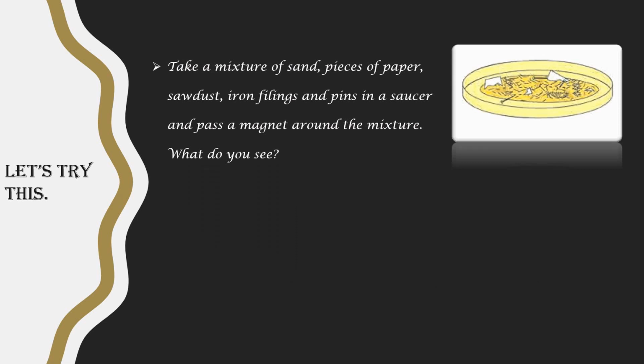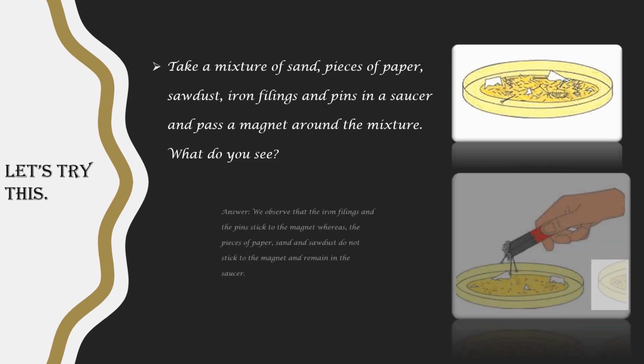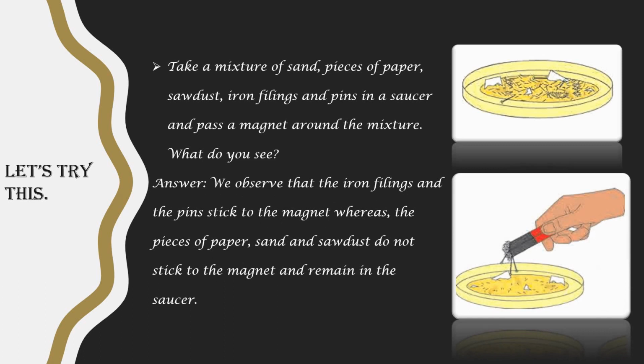Now students, let's try this. Take a mixture of sand, pieces of paper, sawdust, iron filings and pins in a saucer and pass a magnet around the mixture. What do you see? Yes, we observe that the iron filings and the pins stick to the magnet, whereas the pieces of paper, sand and sawdust do not stick to the magnet and remain in the saucer.